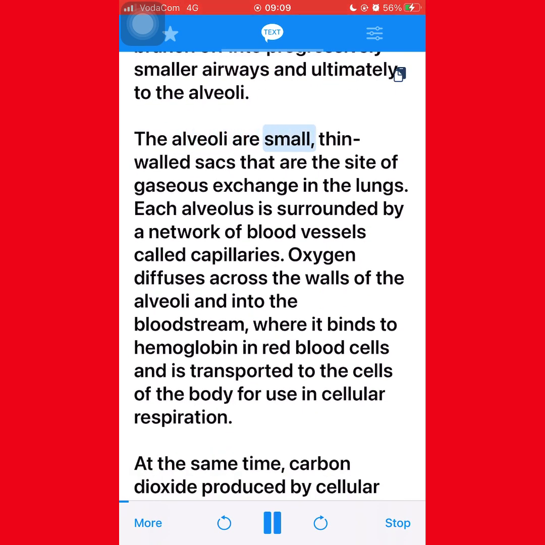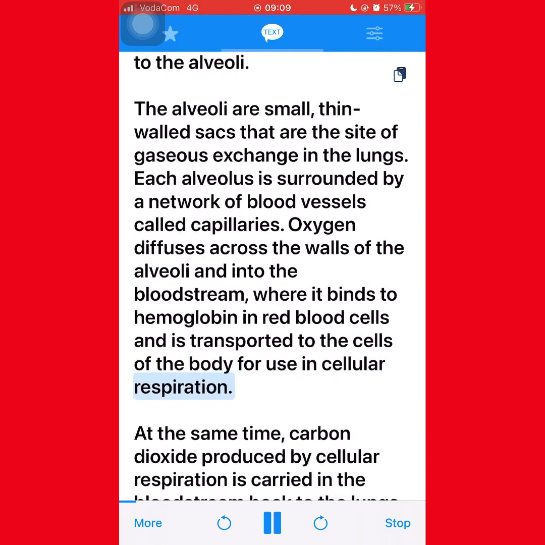The alveoli are small, thin-walled sacs that are the site of gaseous exchange in the lungs. Each alveolus is surrounded by a network of blood vessels called capillaries. Oxygen diffuses across the walls of the alveoli and into the bloodstream, where it binds to hemoglobin in red blood cells and is transported to the cells of the body for use in cellular respiration.